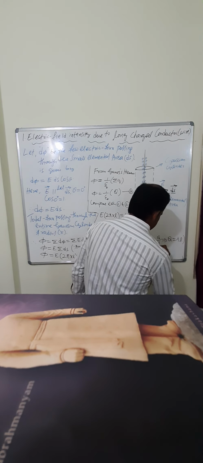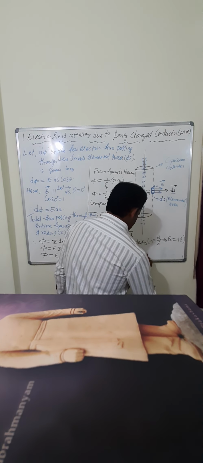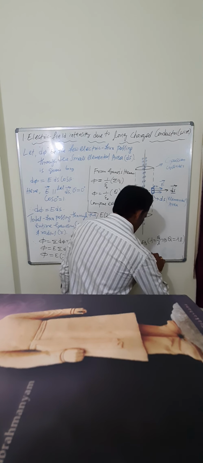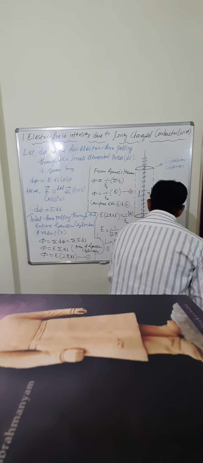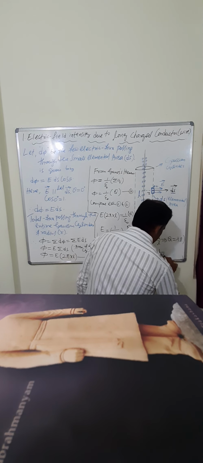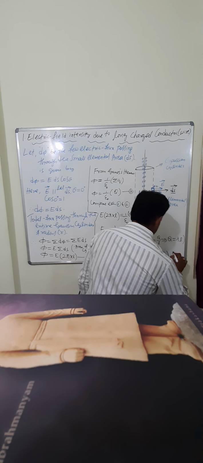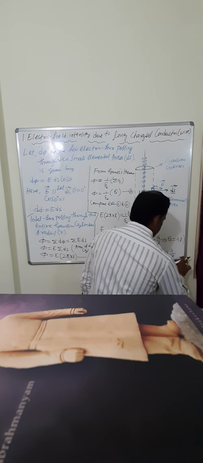I'll write the final equation neatly. Next step. So, therefore, you will get electric field E is equal to 1 by 2 pi epsilon naught times, am I right or not? What is remaining? Lambda divided by r.